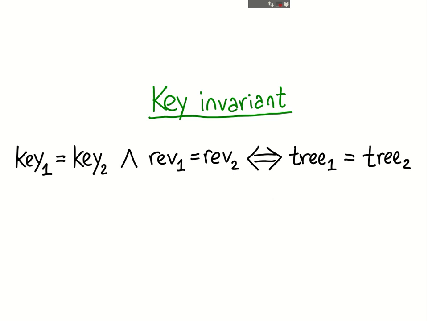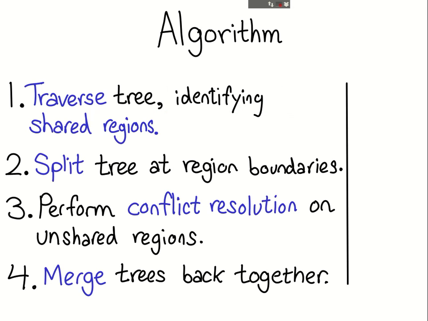The key invariant with revisions is that if the keys of two subtrees are the same, and the revisions are also the same, then they must correspond to the same tree, and vice versa. So now our algorithm can proceed as follows. First, we traverse our trees, identifying shared regions between them. Then we split the tree between the region boundaries. We'll now have a list of subtrees which alternate between shared and unshared. For each of the unshared regions, we zip them up and perform conflict resolution on them to result in a single tree. This gives us a single list of trees, which we can now merge back together.